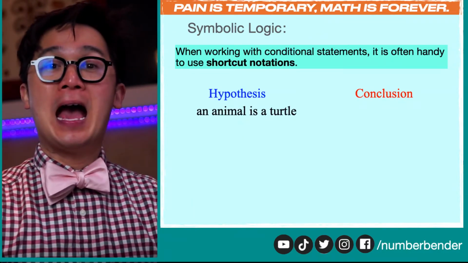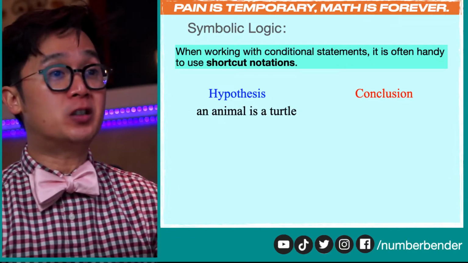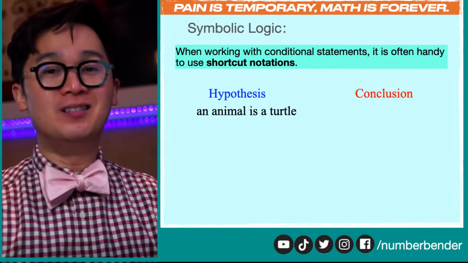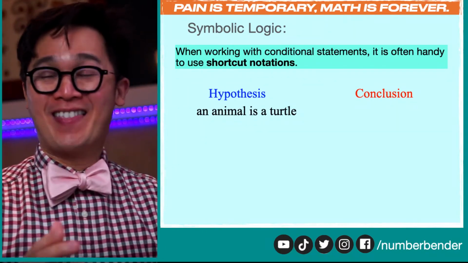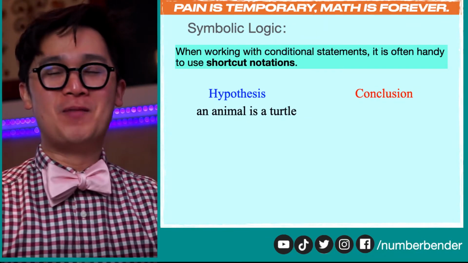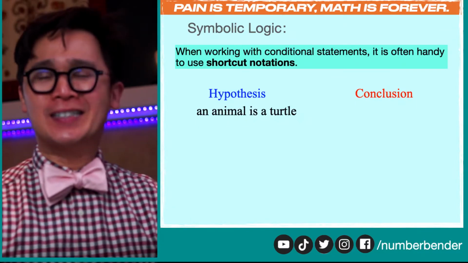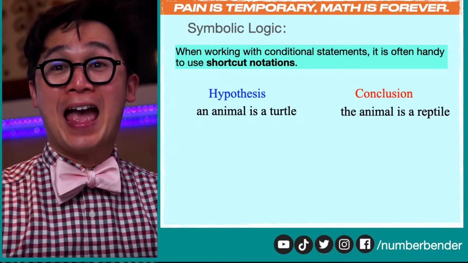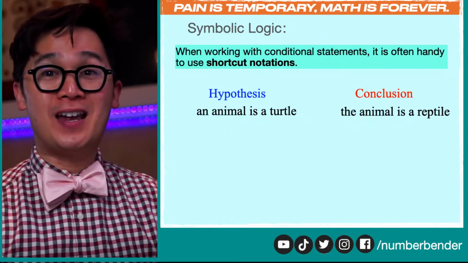Let's say our hypothesis that we're going to be working on is that an animal is a turtle. There. That is going to be our hypothesis: an animal is a turtle. Maybe I should just use a different animal instead. But here's our conclusion: the animal is a reptile. So this is going to be our hypothesis and conclusion.